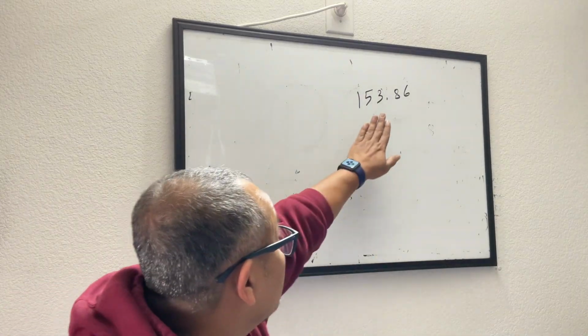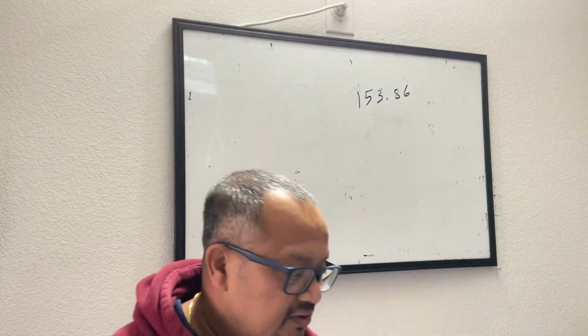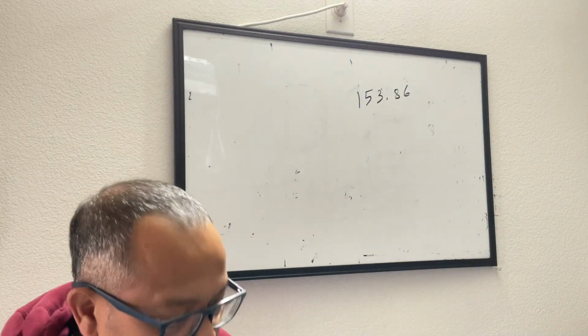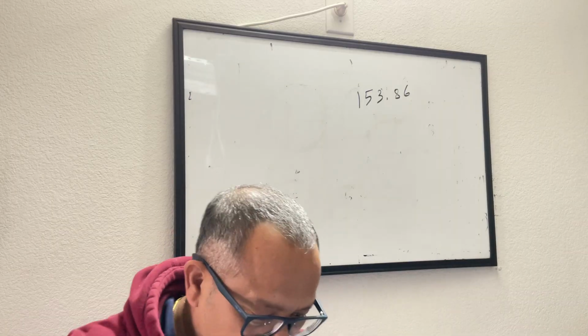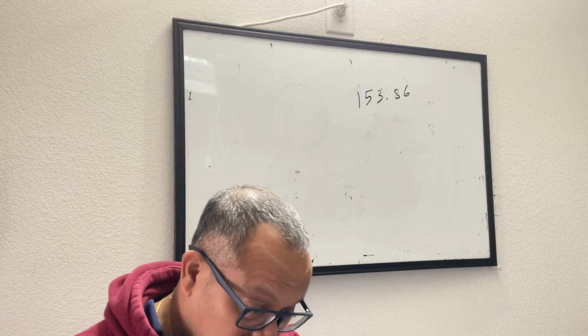So we have circumference or perimeter given. We have to find out the radius of the circle, and we have been asked to use 3.14 for pi.